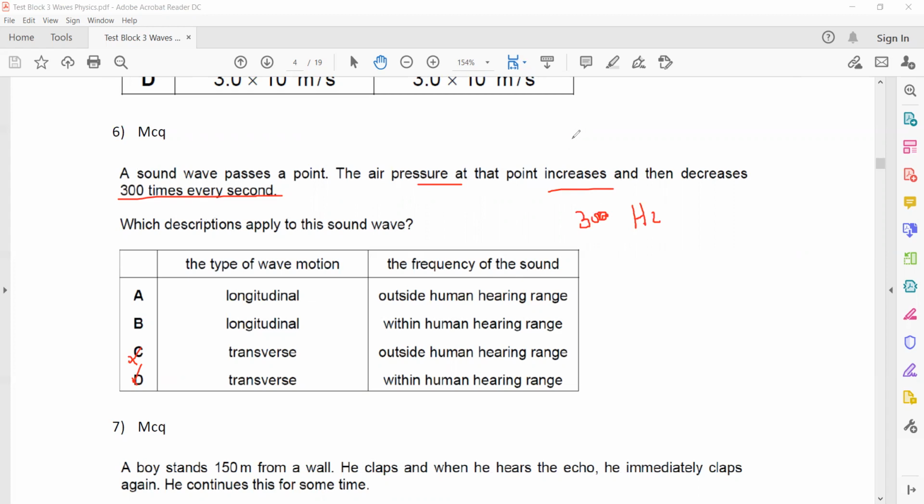And this 300 is within the audible range for normal hearing, that is from 20 hertz to 20,000 hertz. So because it is in the audible range, that's why it can be detected. So this is within the human hearing range. B is the correct answer.